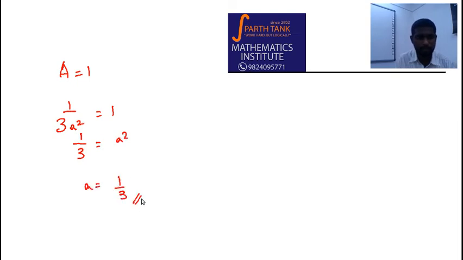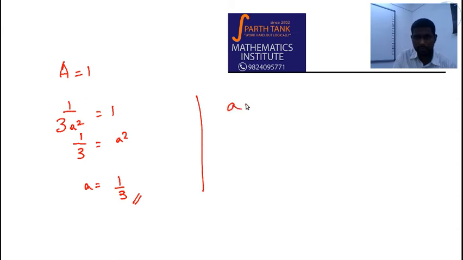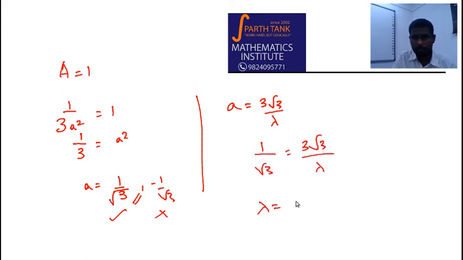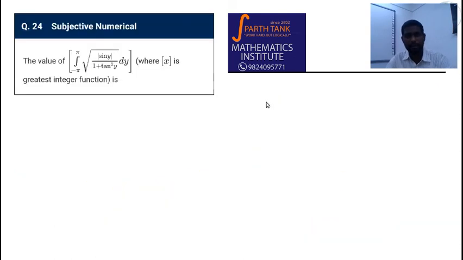You choose to take the positive value. Now they have said a is equal to 3 root 3 by lambda. Sorry, a is 1 by root 3, or minus 1 by root 3. We take the positive value. So therefore 1 by root 3 is equal to 3 root 3 by lambda, or lambda is 3 root 3 times root 3, which is 9. So the answer to this problem is lambda is 9. Very simple area, finding area using definite integral.